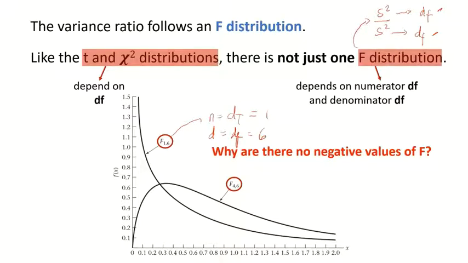I think you can answer this now. Why are there no negative values? Okay, because first and foremost, the F distribution is derived from variances, and there are no negative variances.